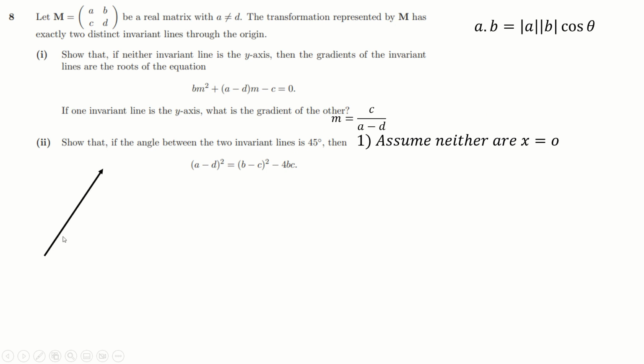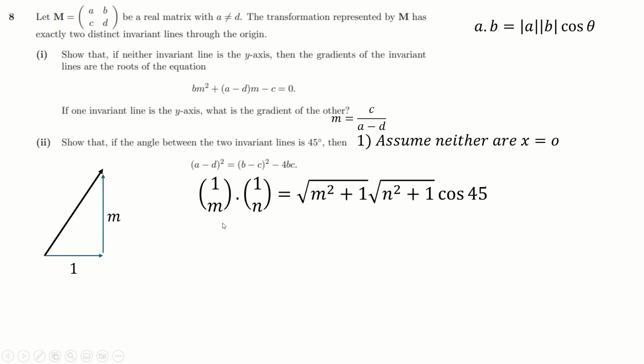Well, if you just have a gradient m, that means you're going across 1 every time you go up m, based on the very simple definition of gradient you learned in like year 7 or 8. But that's the vector (1, m), is it not? And the other one, of course, would have gradient n, the corresponding other one that's here.